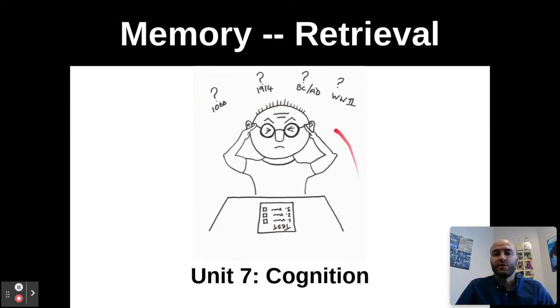So just like this guy, when you're sitting there on a test and you're trying to remember information that you've stored in your brain, or you're pulling up old memories that you've experienced in your life so you can talk about them with your family or friends and have fun and look back on things that have occurred. That's all due to retrieval.